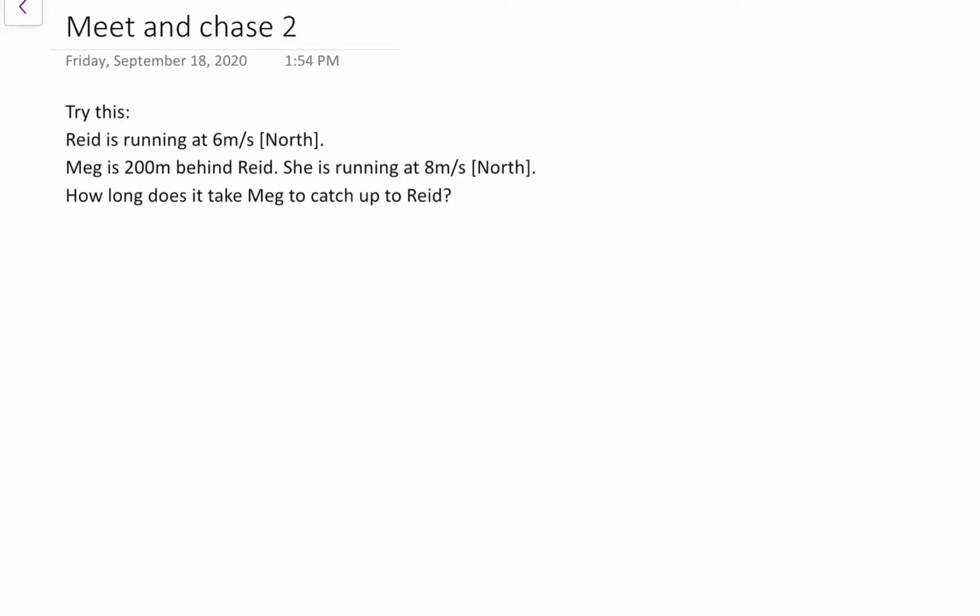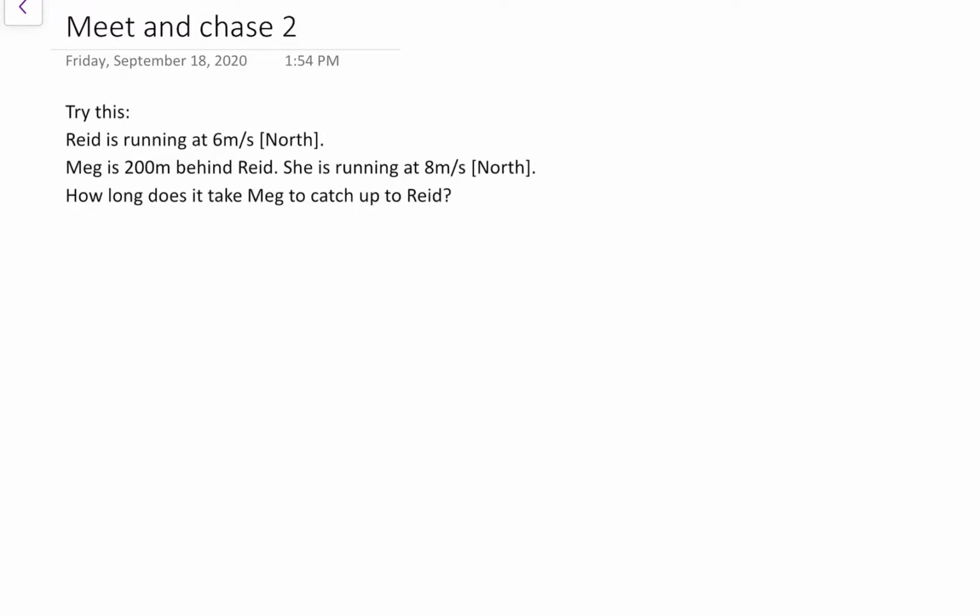Okay, another version of this type of relative motion problem. Let's say Reed's running north at 6, Meg is 200 meters behind and she's also running north, but at 8. How long does it take Megan to catch up to Reed? Again, I'm not going to try and draw runners.